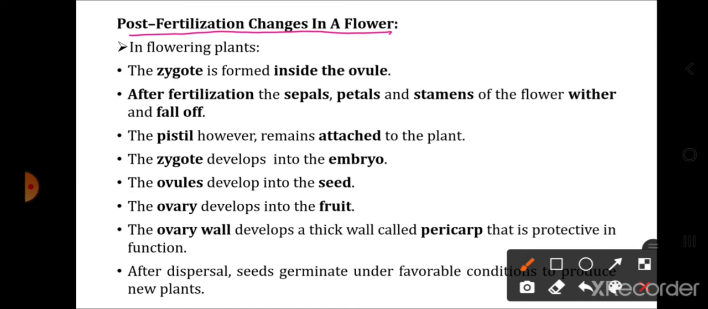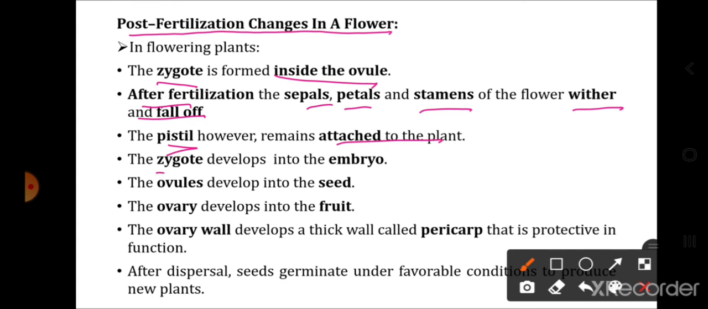Now, let us see some post-fertilization changes occurring in the flower. In the flowering plants, a zygote is formed inside ovules. After fertilization, most parts of the flower, that is sepals, petals and stamens, will wither and fall off. But the pistil remains attached to the plant.